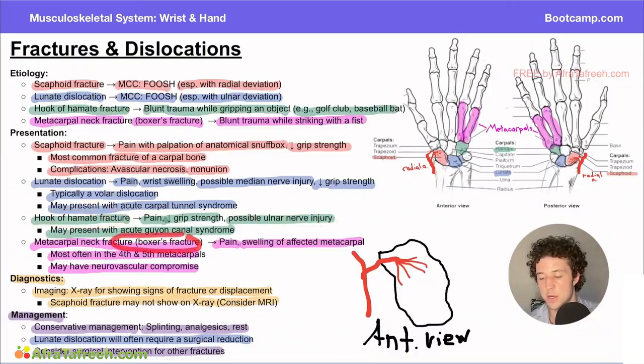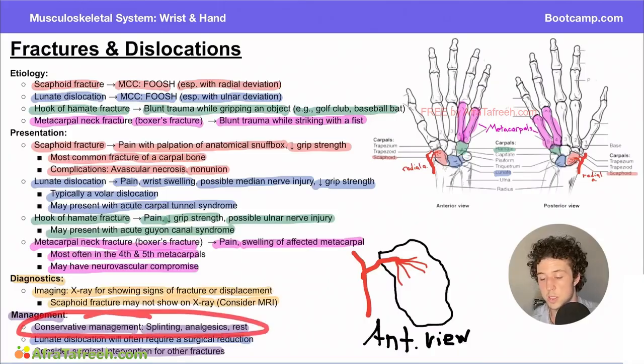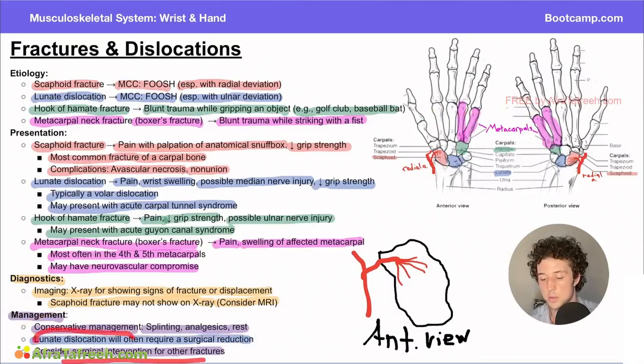And remember, boxer's fracture is going to very often be the 4th and 5th metacarpals after punching an object that you probably weren't supposed to punch. Imaging with an x-ray will be a key diagnostic in identifying which structure is involved and if it was dislocated or fractured. But remember that a scaphoid fracture is often not visible on the first x-ray. And treatment will begin with a focus on splinting, pain management, and rest, but may progress to surgery, and a lunate dislocation will specifically require a manual reduction or very often a surgical reduction to put the bone back in place with the other carpal bones.